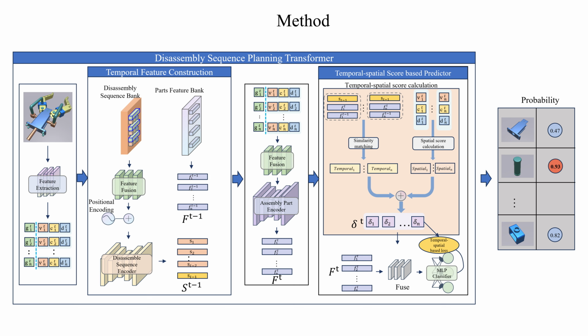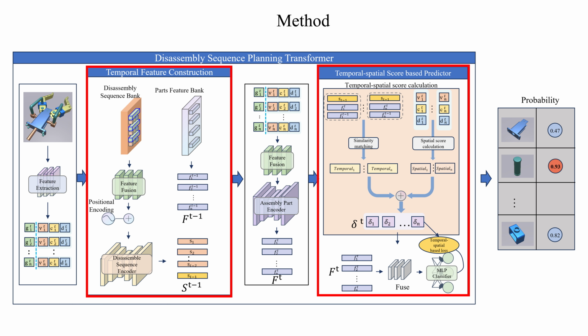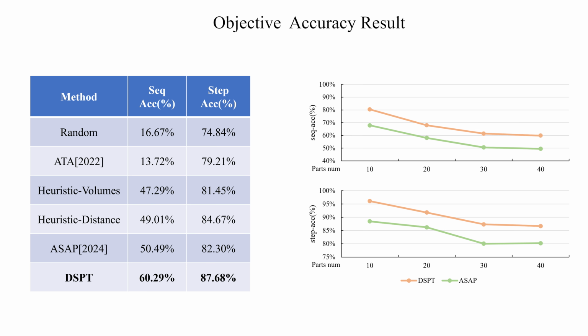This is the architecture of our disassembly sequence planning transformer, which mainly includes two modules, temporal feature construction and temporal spatial score-based predictor. Our method achieved a sequence accuracy of 60.29% and a stepwise accuracy of 87.68%, which achieves performance improvements in the disassembly sequence planning task compared to the comparison method.